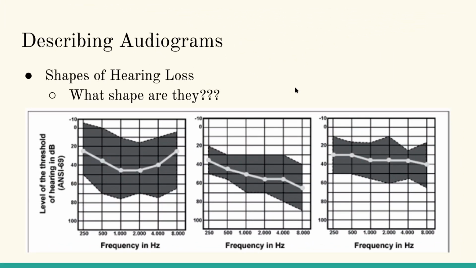What shape are these? Here on the far left side, I would call that a cookie bite audiogram or a U-shaped audiogram. That's oftentimes seen with genetic hearing loss, not exclusively, but usually with genetic hearing loss. And then here we've got a gently sloping hearing loss here in the middle. And then we've got a relatively flat audiogram here on the far right because everything is within 20 dB.